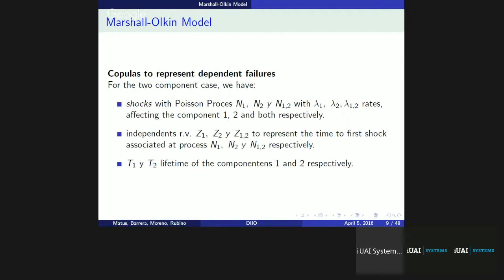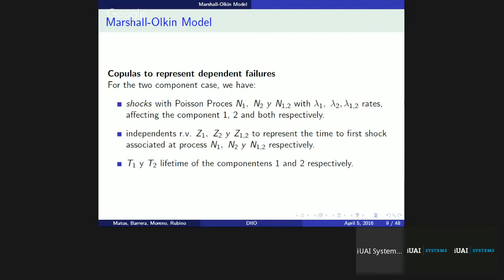Yes, the Poisson process associated with N1,2 is important because that process is, in abstract concept, the dependency of the components. And if we have those Poisson processes, we have independent random variables for each shock, in this case zeta1, zeta2, zeta1,2, and we can define the lifetime of the components.